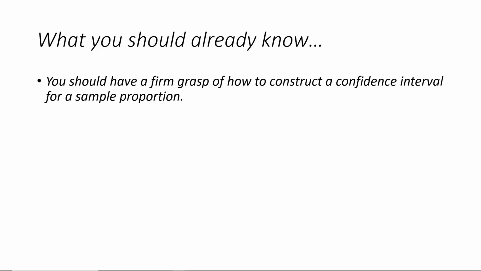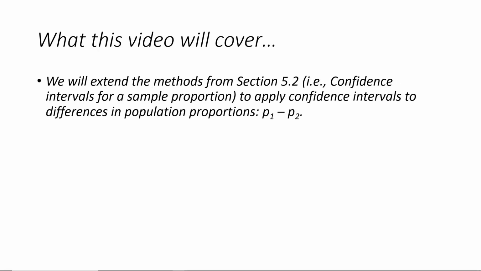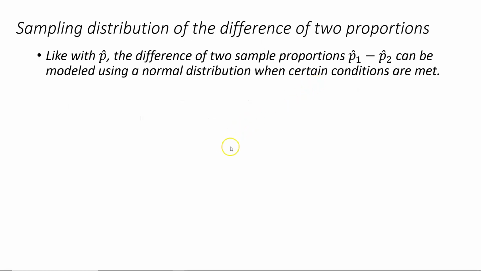this down. You should, before watching this presentation, have a firm grasp of how to construct a confidence interval for a sample proportion. This video will extend the methods from section 5.2, where we discussed how to construct a confidence interval for a single sample proportion, to apply confidence intervals to differences in population proportions. So just as we saw with a single sample proportion case, the difference of two sample proportions can be modeled using a normal distribution when certain conditions are met.